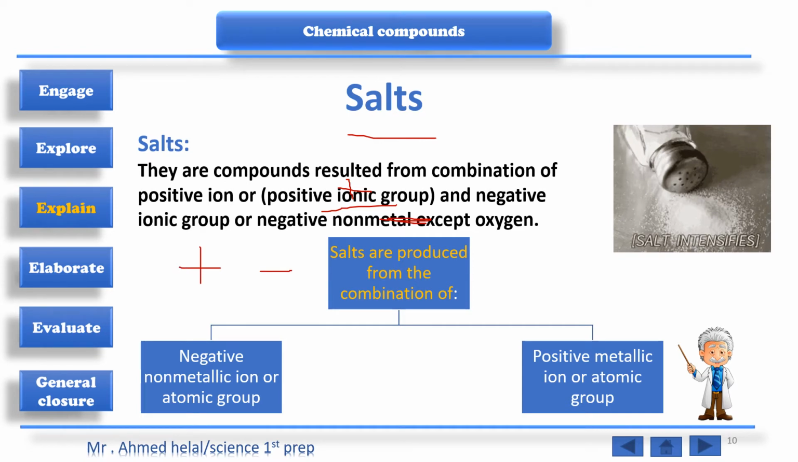Okay, salts are produced from the combination of negative, non-metallic ion or atomic group, okay, or positive, metallic ion or atomic group. So it's positive with negative.